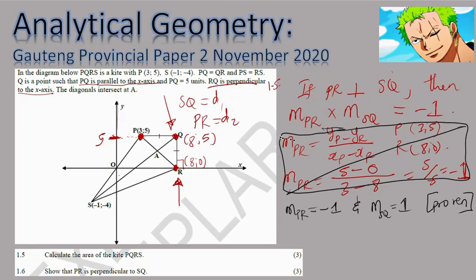Boom. It's not wrong. It's just a long step. It's not needed. So I'm saying if PR is perpendicular to SQ, then the gradient of PR multiplied by the gradient of SQ is equal to -1. Afterwards, I'm saying the gradient of PR is equal to -1 and the gradient of SQ is equal to 1 because this is proven. Therefore, -1 times 1 is equal to -1.